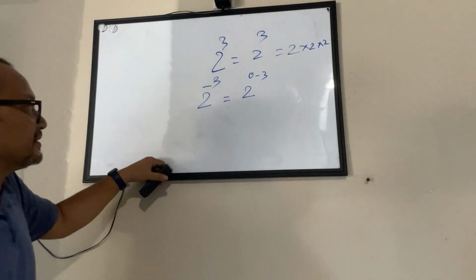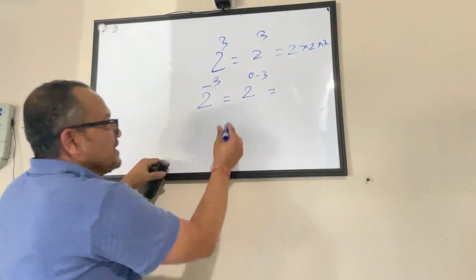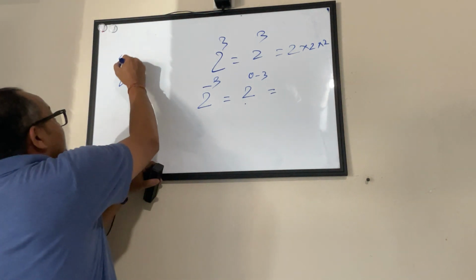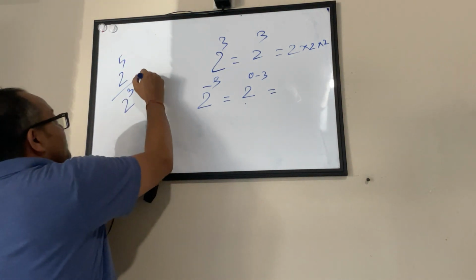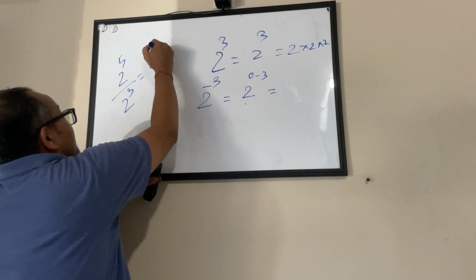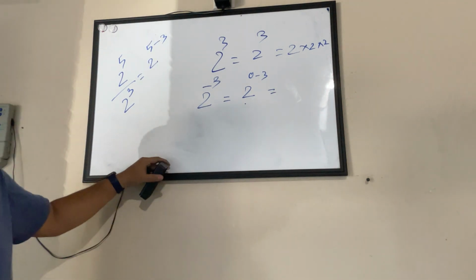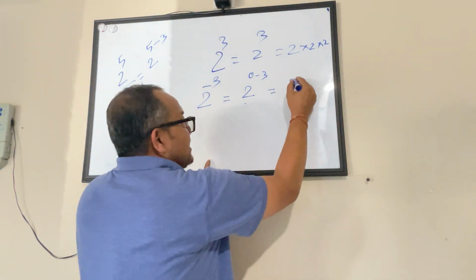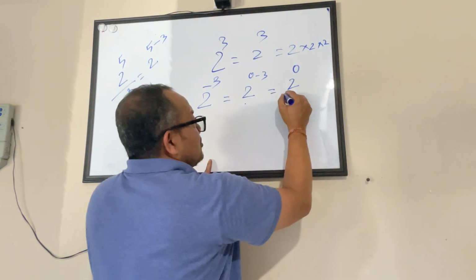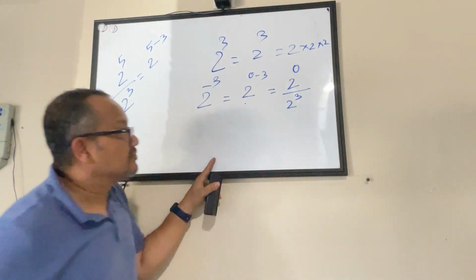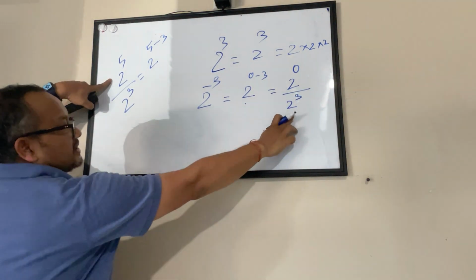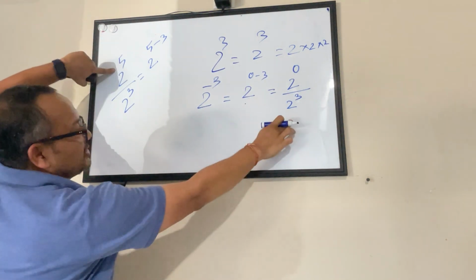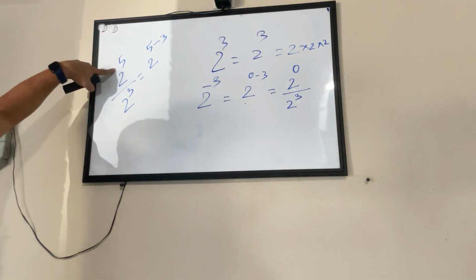Now look at this scenario: when we were talking about any number to the power 5 divided by the same number to the power 3, what I'm doing is 5 minus 3. Correct? Here I have 2 to the power 0 minus 3. That means I can say 2 to the power 0 by 2 to the power 3. Is this okay to do so?